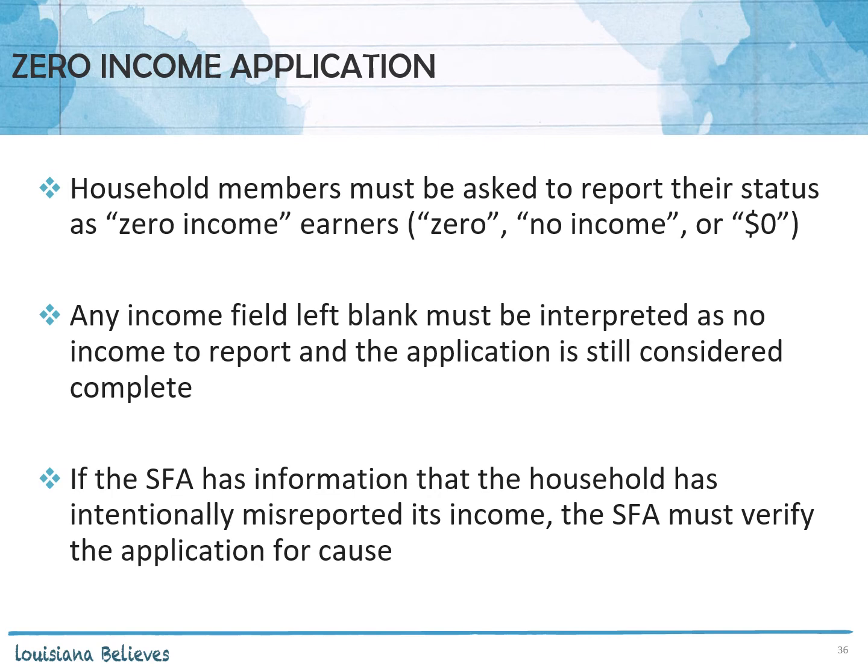A paper application must include a clear and easy to understand instruction that communicates to households that any income field left blank is a positive indication that there is no income to report. When no income is provided for any of the adult household members, the application is still considered complete.